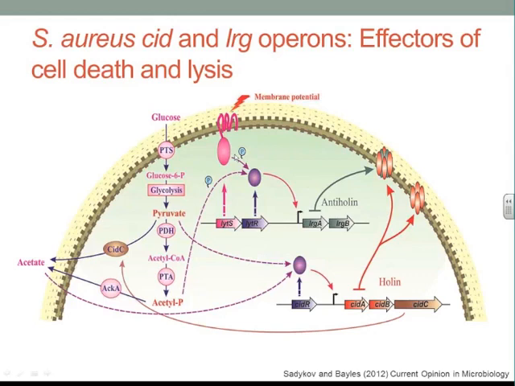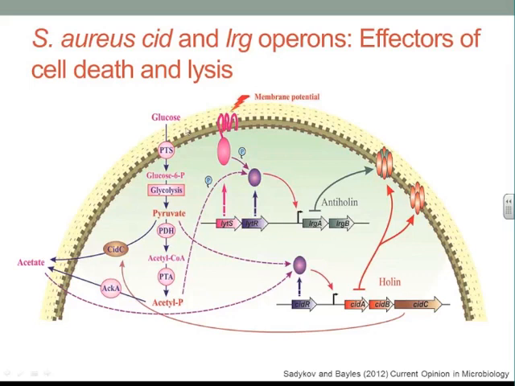As I previously alluded to in the last slide as well, we also know that the LytSR two-component system responds to changes or dissipation in membrane potential. And we've previously shown this with dissipating agents such as CCCP that actually reduce lrgA or lrg expression.